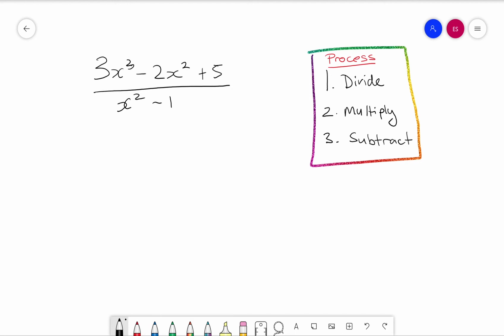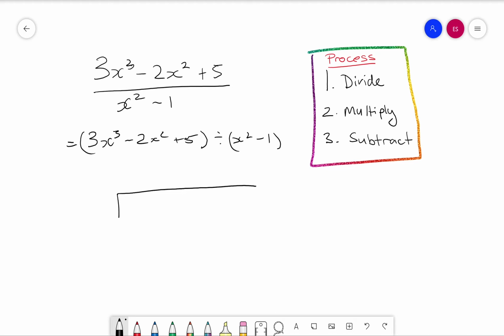Alrighty, so a quick run through of polynomial long division. So here we've got 3x cubed minus 2x squared plus 5 on x squared minus 1. That just means 3x cubed minus 2x squared plus 5 divided by x squared minus 1. Now what we like to do is we like to write it up just like you would with regular long division.